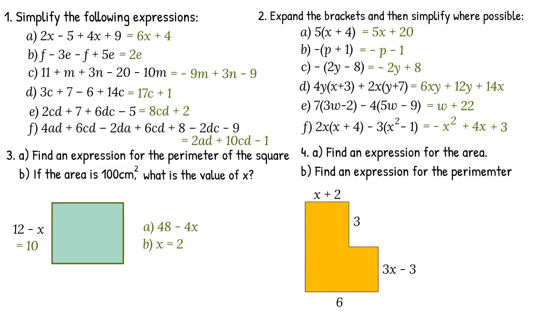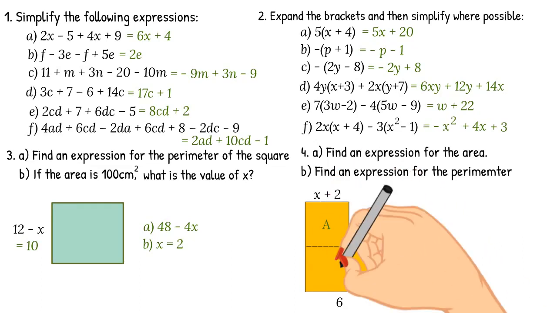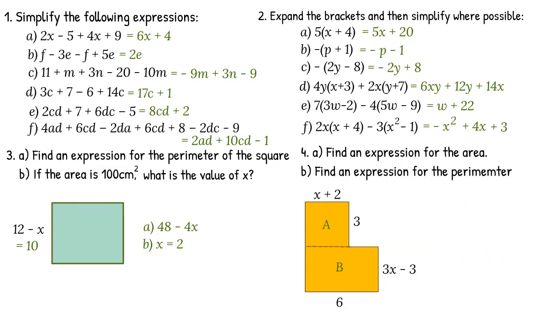To find an expression for the area for question 4, split the shape up into 2 rectangles, plus those rectangles together, and you get an expression like this. Expand and simplify, and you should end up with 21x minus 12. For B, you need to compare the sides and find the missing side. So if we look at that longest side, we have 3, and we also have 3x minus 3. Well, that will give me 3x.